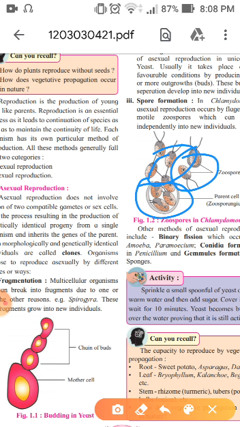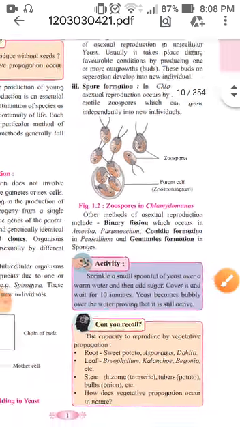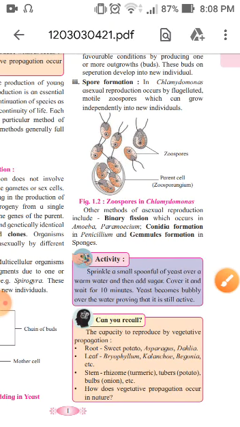I already explained this in depth, and one activity is given here. Sprinkle a small spoonful of yeast over warm water. I already told you the favorable condition for this is lukewarm, meaning warm, water. Then add sugar and cover it for 10 minutes. You will observe that it becomes bubbly over the water, proving that the yeast is still active. So the yeast is reproducing by the budding process of asexual reproduction.